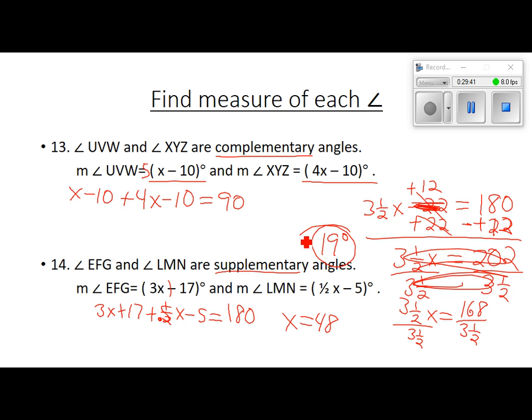How can we find the other one? 180 minus 19, which is what, 161? So those are our two answers for that. Don't let that confuse you. Yeah, I think I remember that from last year. I never went back and fixed it.